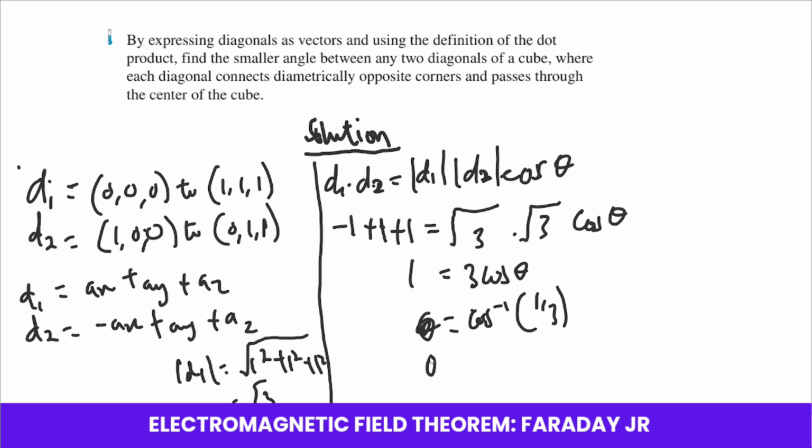And what do we have? Our theta is equal to 70.53 degrees. Hence, 70.53 degrees is our smaller angle between the two diagonals of the cube.